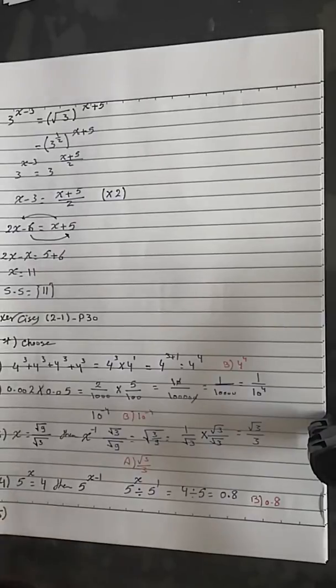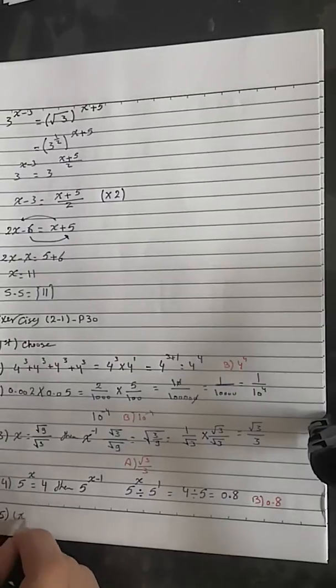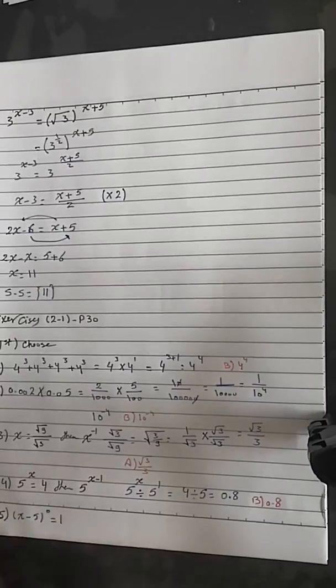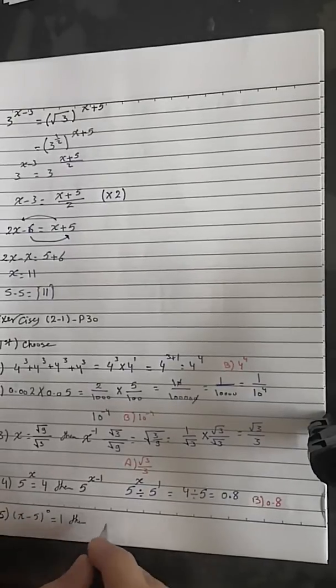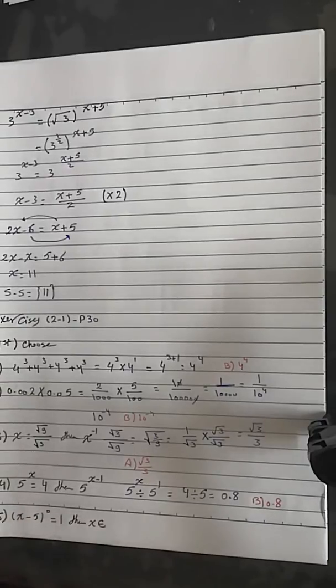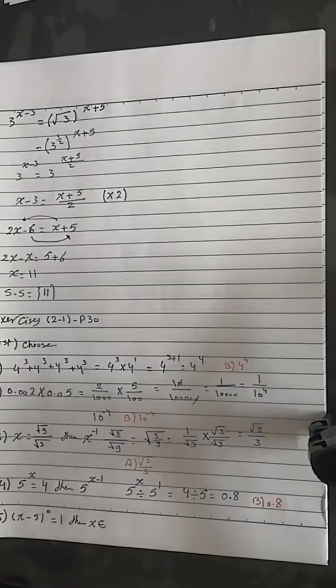Number 5. If x minus 5 all to the power of 0 equals 1, then x belongs to what? Of course, we know that any number to the power of 0 equals 1 except 0. It means that x minus 5 can't be 0.